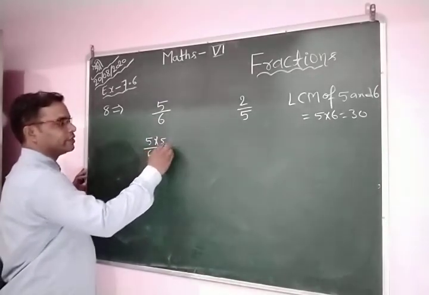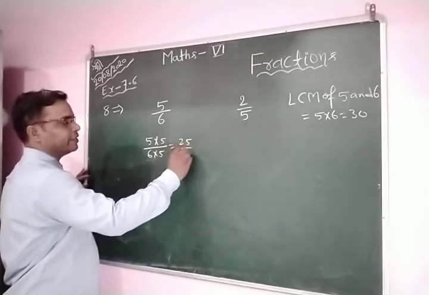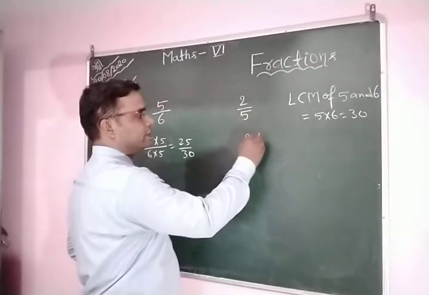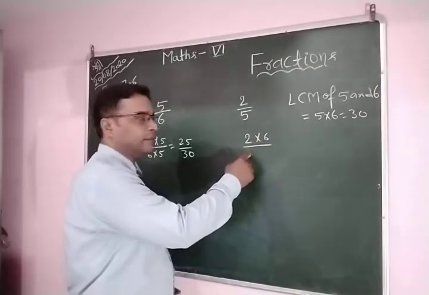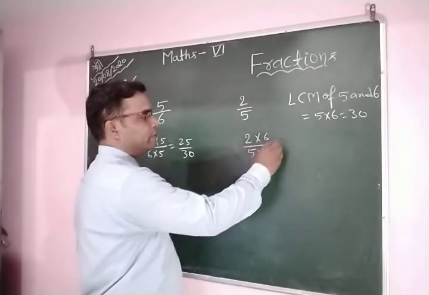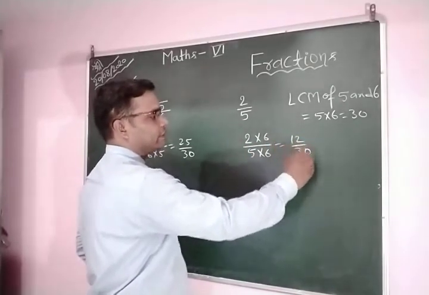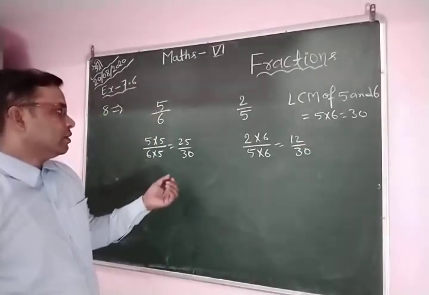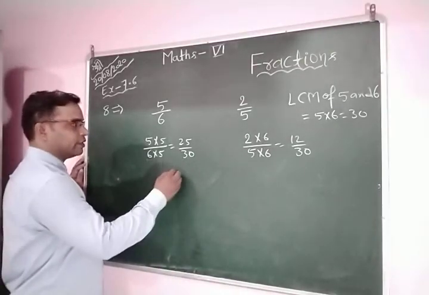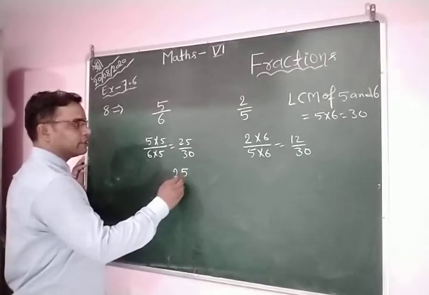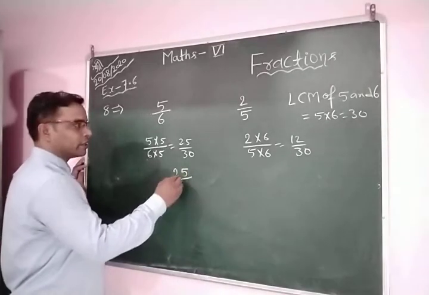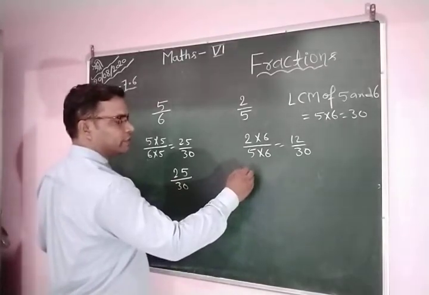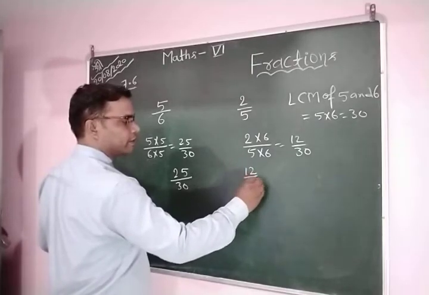6 into 5, this is equal to 25 by 30. Again, if we multiply 6 in the numerator, 2 into 6, we obtain 12 by 30. So you can see here the first part, Asa's, is completely covered with the 25 by 30 part, and Shamil's bookshelf is covered 12 by 30 part.